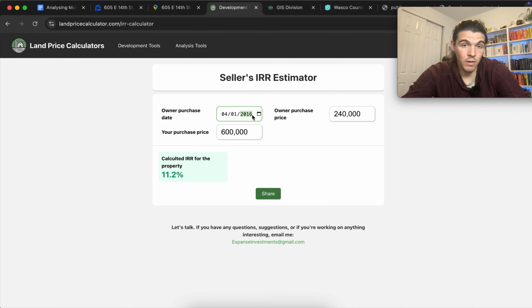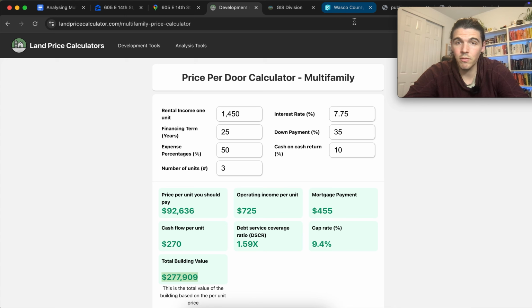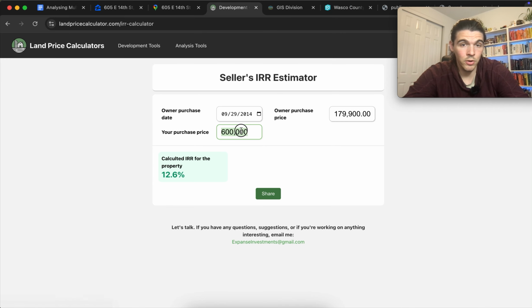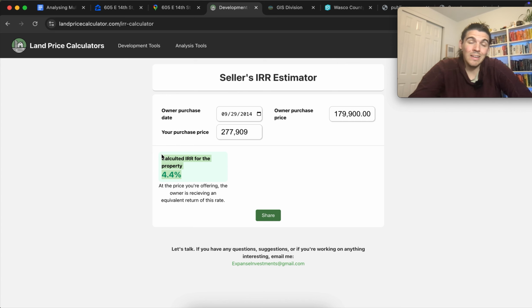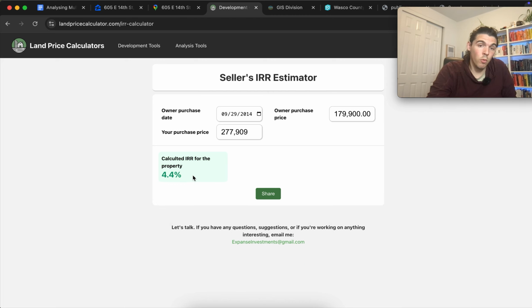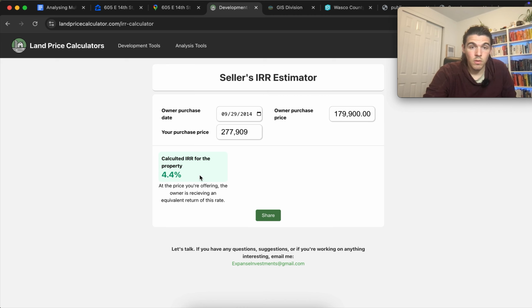So they bought it on 9/29/2014 for $179,000, and we are offering them, what was it, $277,909. Then we go back to our IRR calculator and place that in. So that is a 4% IRR, which is not great. The IRR is basically equivalent to the rate that you get in your savings account. So 4.4, that's a money market account. And then on top of that, the income from cash flow, which is not great.